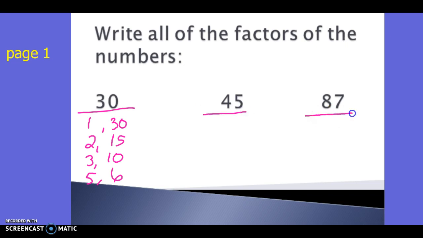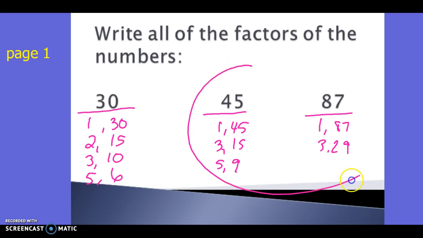Now hit pause and you try the next 2. Alright, I'm back. Let's see how you did on these 2 problems here. 45 is 1 and 45, 3 and 15, 5 and 9. 87 is a little tricky. The number 3 actually goes into 87. You might have thought it was prime, but 3 times 29 gives you 87.